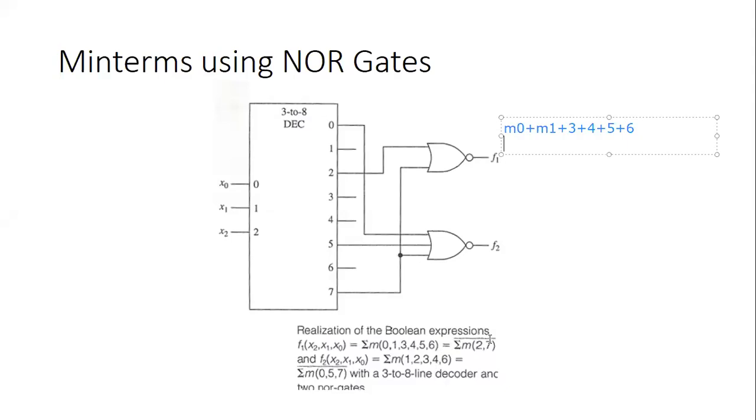If I'm giving it to a NOR gate, what should I do? Leaving 1, 2, 3, 4, 6, what is left out? 0, 5, 7. I should give those to a NOR gate. This is min terms using NOR gate. Take the Boolean function as it is, extract the unutilized min terms and then give them to a NOR gate.